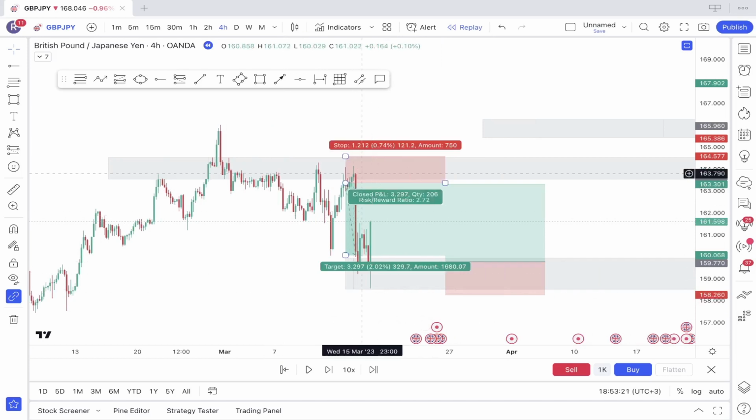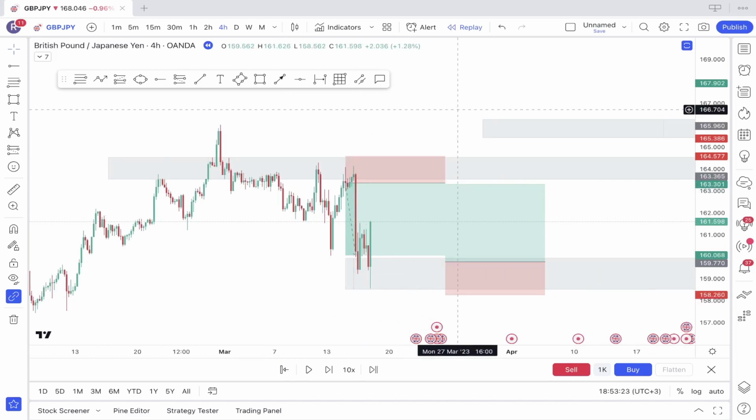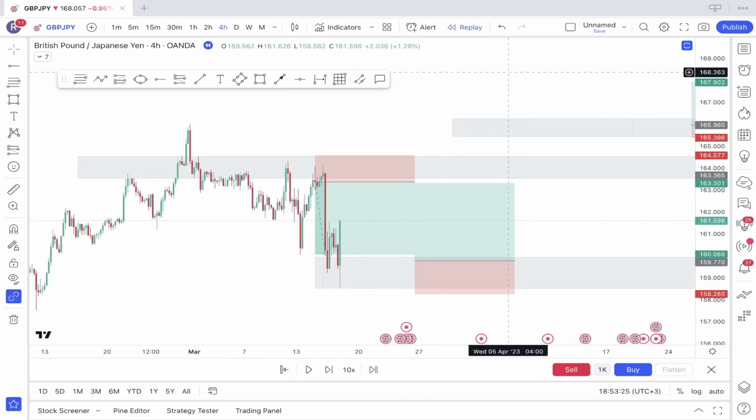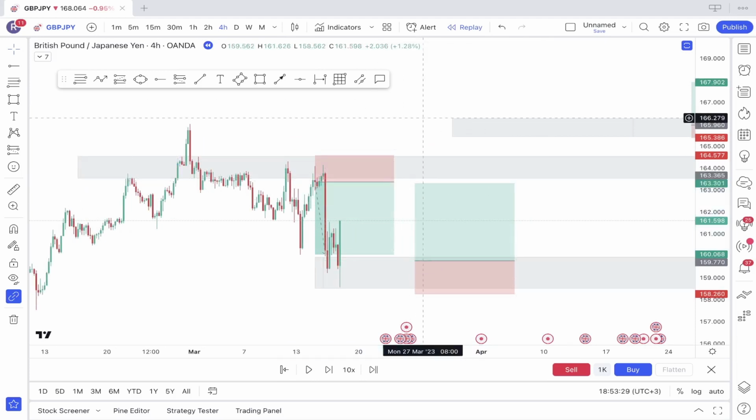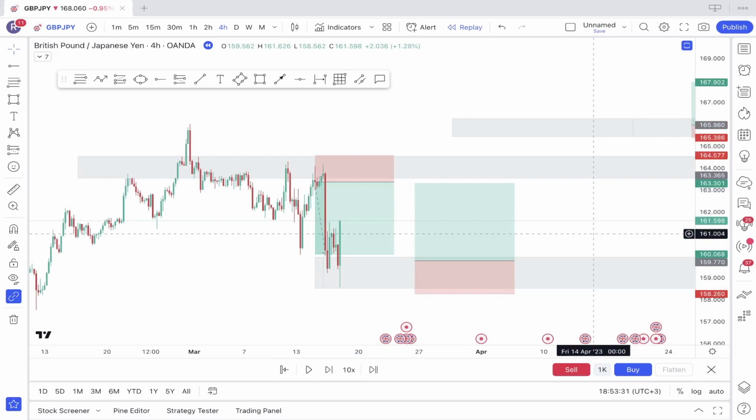Of course, there's also going to be losses. Don't think that this is the holy grail strategy, because you'll still get losses. That's why risk management is super duper important. So make sure you have that on point as well.